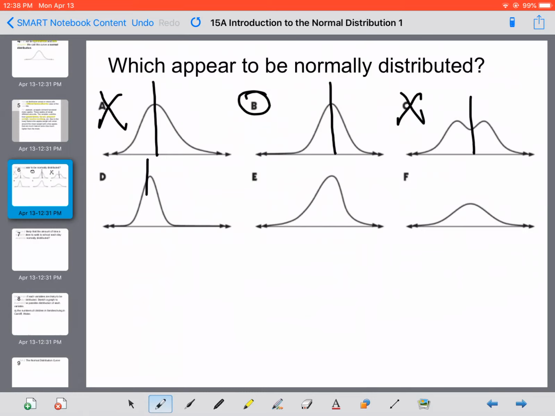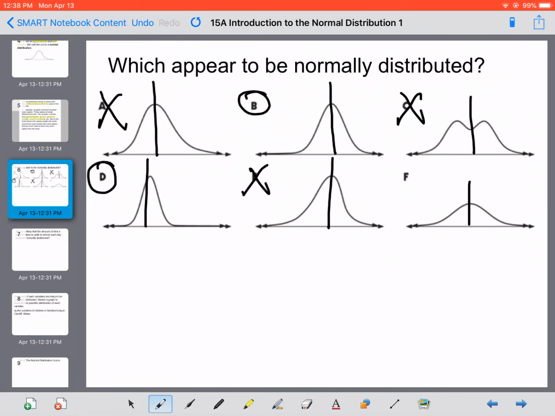If you draw the line of symmetry, oops, that should go in the center, sorry. On D, it is symmetrical, and it does have that bell shape, so D is also normally distributed. If you look at E, when I draw that, it's not identical on both sides. So it does have that bell shape, but it's not identical. So it's not symmetrical, which means it's not going to be normally distributed.